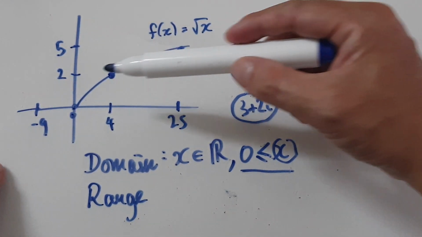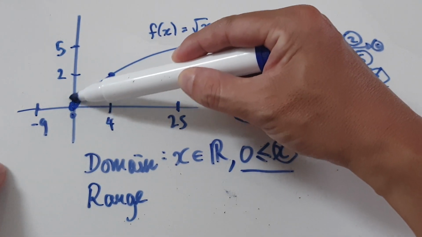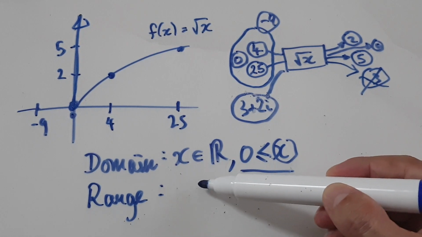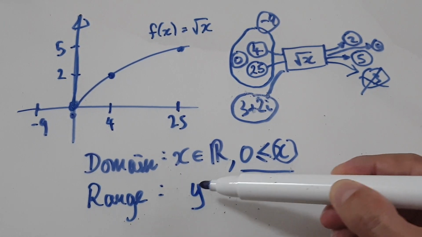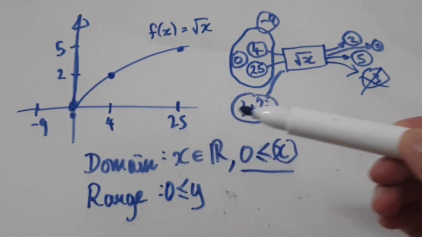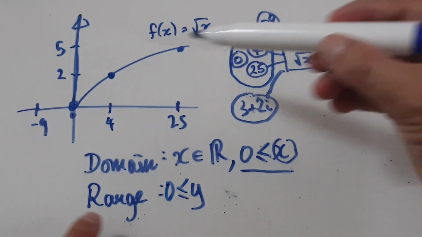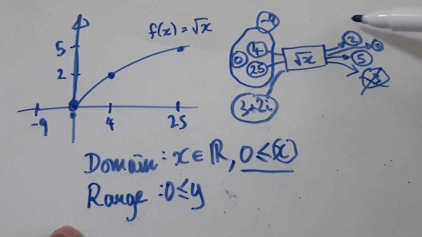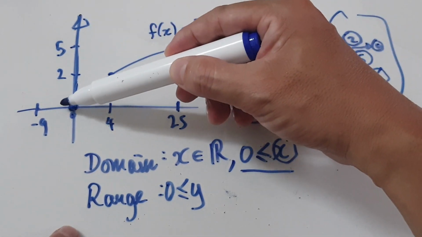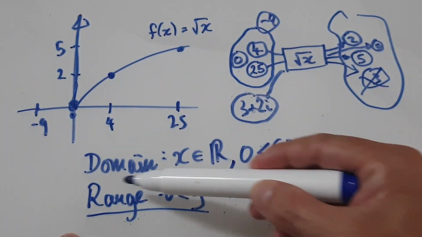It will only spit out numbers greater than or equal to 0. So the range would be y is bigger than or equal to 0. So this is your range. Range is the scope of the numbers being spat out. So it must be bigger than or equal to 0. Okay, so this is your range and this is your domain.